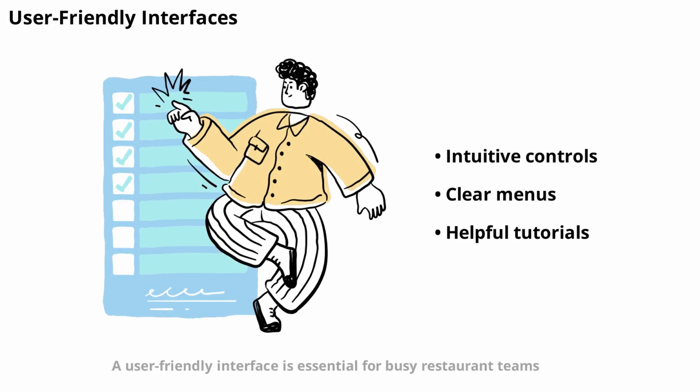A user-friendly interface is essential for busy restaurant teams. The best diagram software offers intuitive controls, clear menus, and helpful tutorials. This reduces the learning curve and ensures everyone can contribute to planning and design, regardless of their technical background.